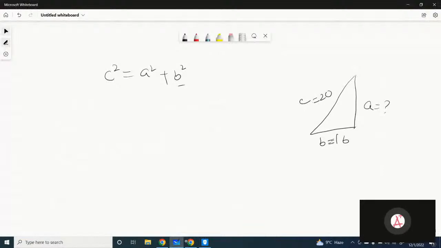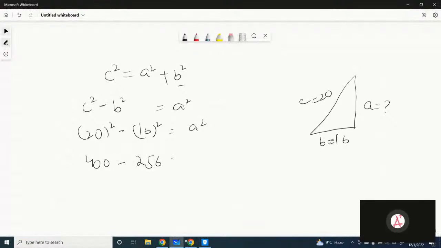So move B to the other side because you have to find the side length of A. It would be C square minus B square. C is 20. 20 square minus 16 square. 20 square is 400 and 16 square is 256. Just subtract them. It would be 144. Now square root both sides because you have to find the value of A only. It would be A equals 12.